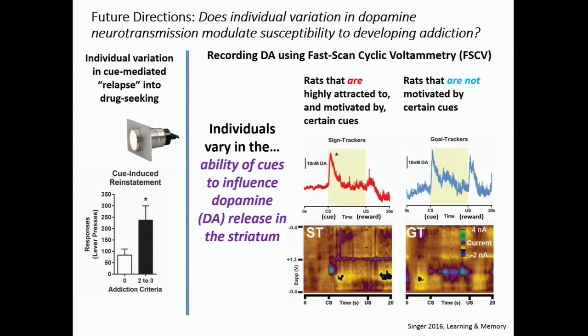Now, we have other rats that are not motivated by cues. These rats are more like these guys here. And you can see that the dopamine looks totally different, a different pattern of dopamine release.